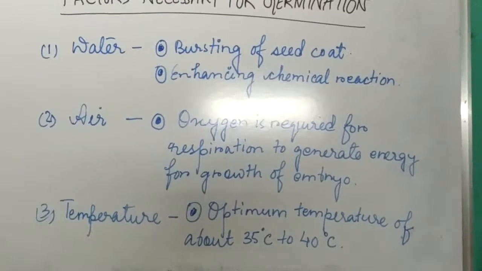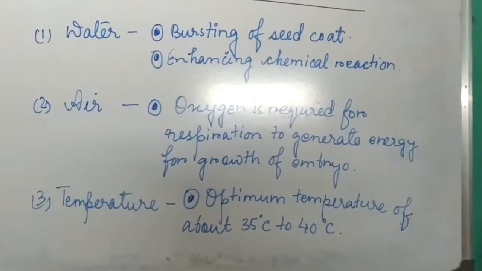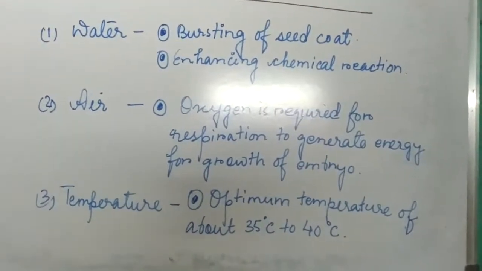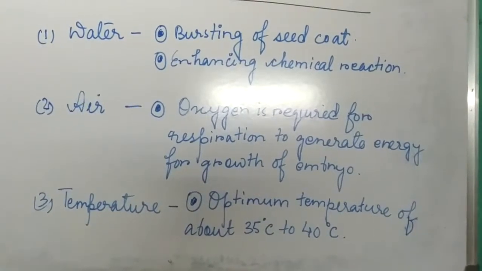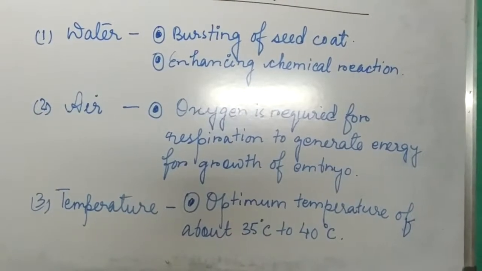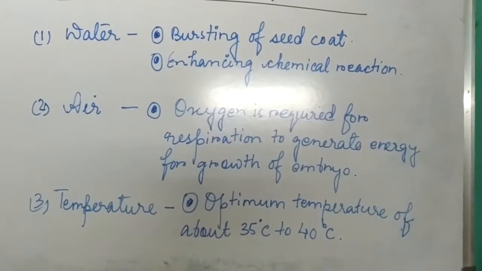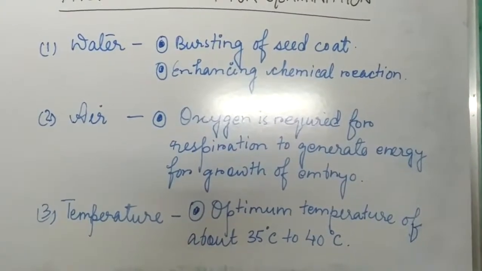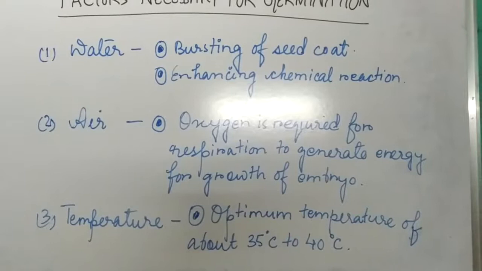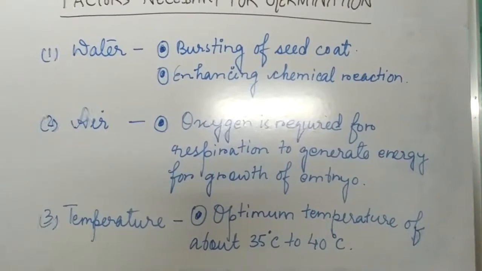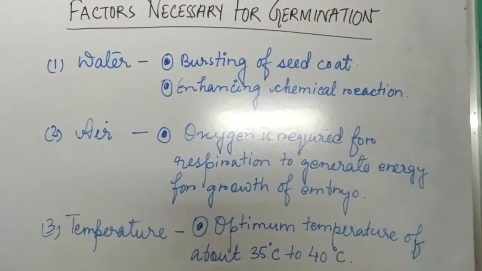Next is optimum temperature. Now, the optimum temperature varies from place to place. In the case of temperate plants, the optimum temperature is almost 10 to 15 degrees Celsius. But since India is mainly a tropical country, the optimum temperature is about 35 to 40 degrees Celsius for germination of the seed. If the temperature is less than 35 degrees Celsius, then the seed will not germinate. And if it is more than 40 degrees Celsius, then the plant will die.